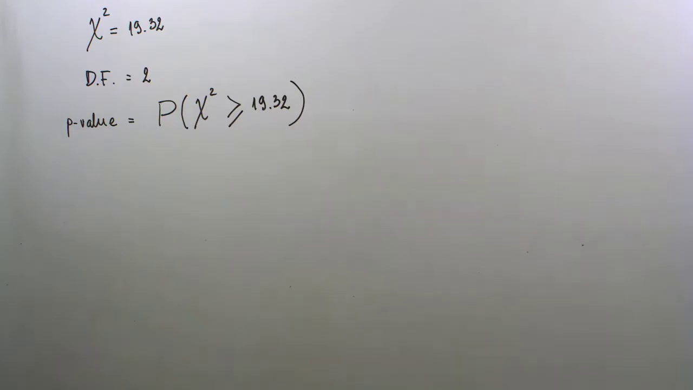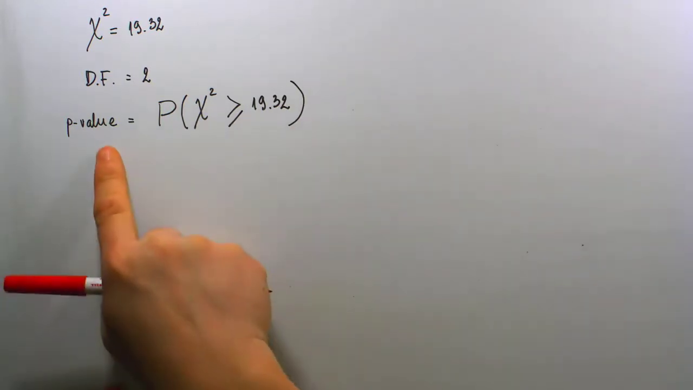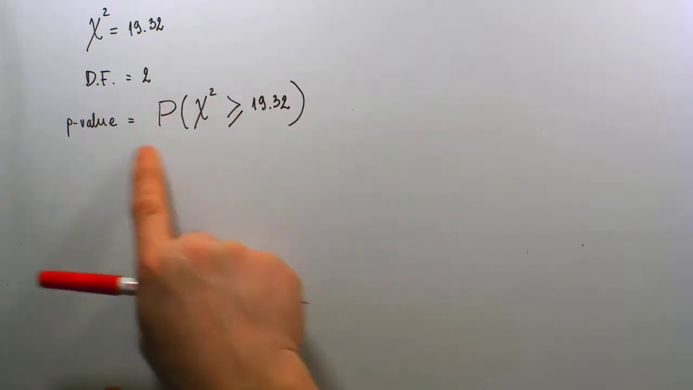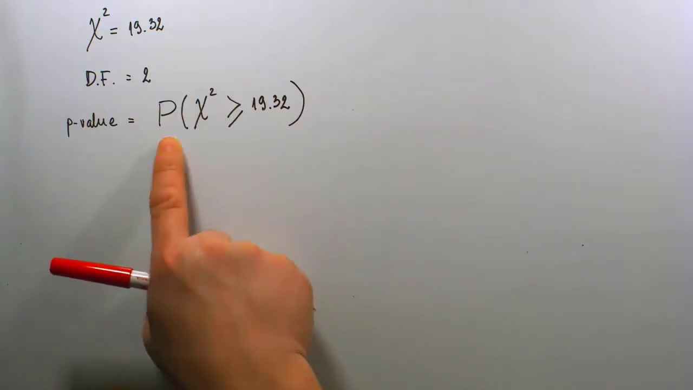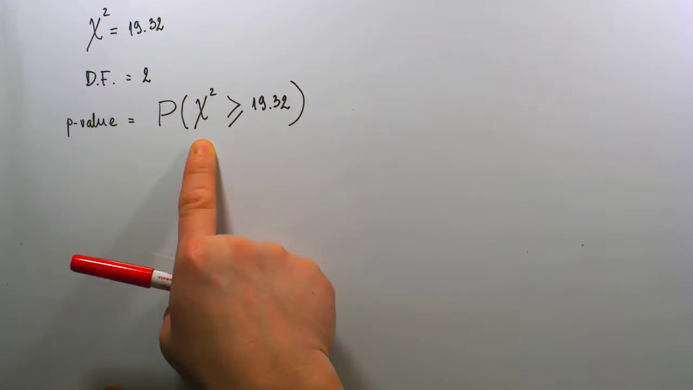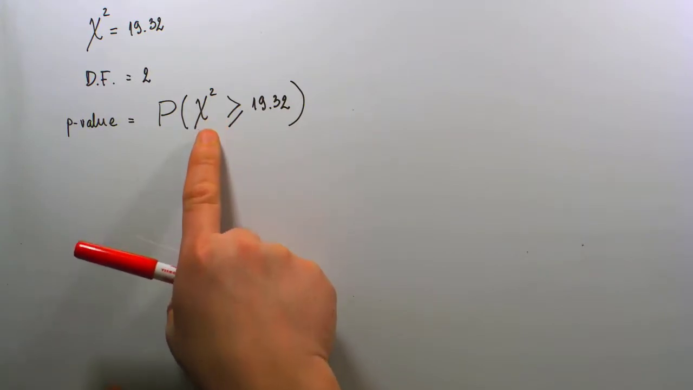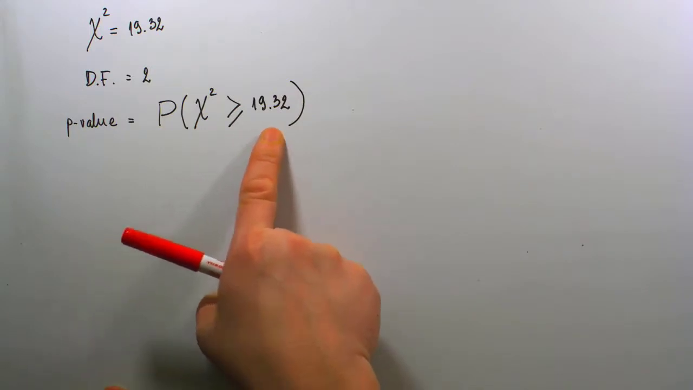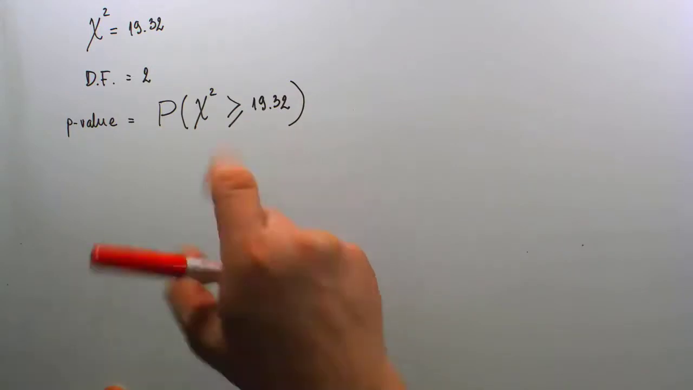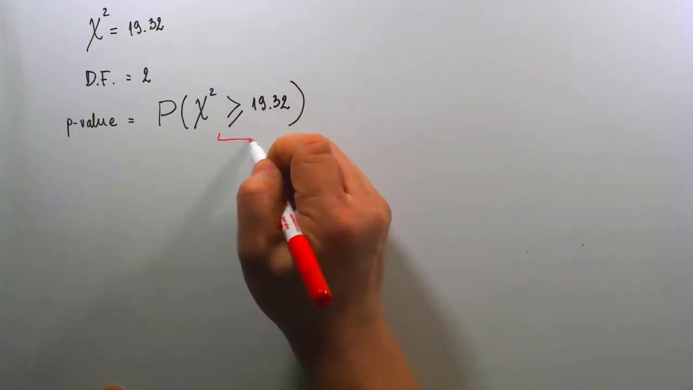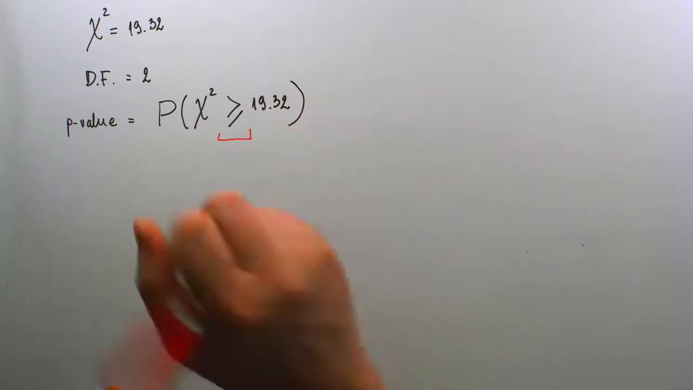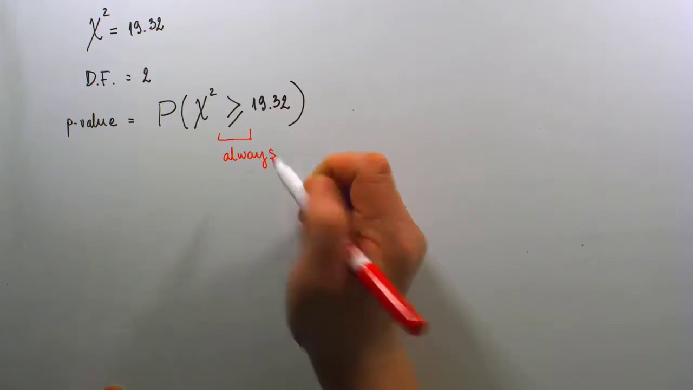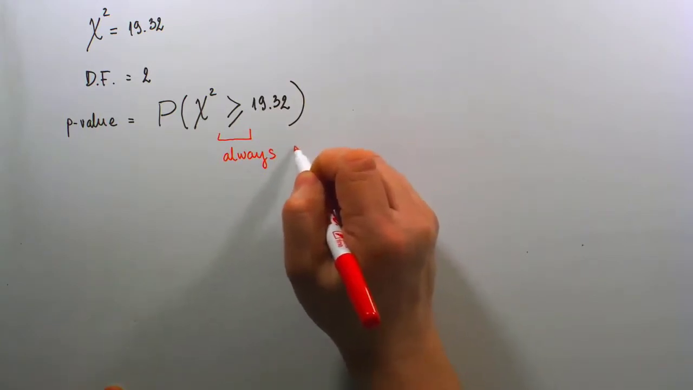And so have a close look at this setup right here of how I calculate the p-value. It's a probability problem, and I'm looking for, among all chi-square values out there, what's the chance we're going to find a chi-square value being greater than or equal to 19.32. And this inequality that we use in our probability statement is always, I have to put it in red ink here, always right tail.